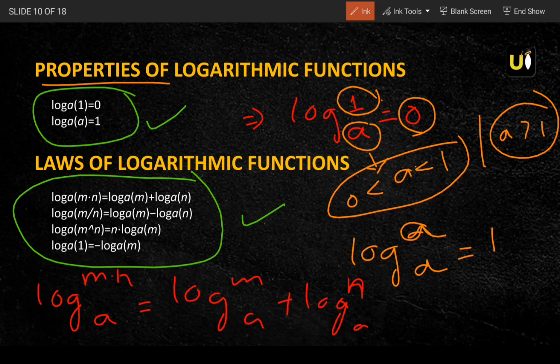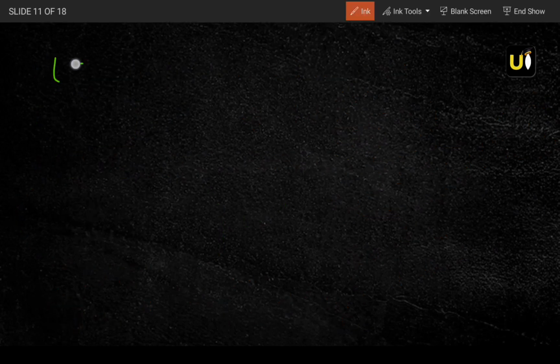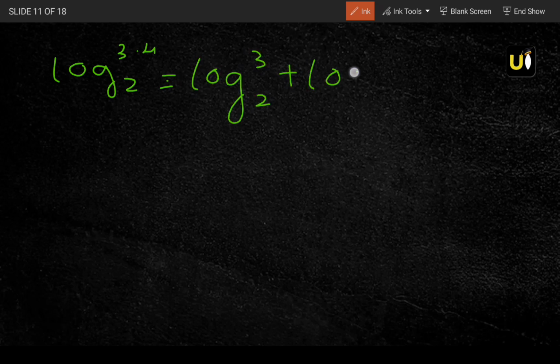Now let's take an example to understand these laws much better. First, suppose you are given log 2 to the base 3 into 4. This is not 3.4, this is 3 into 4. Then this can be written as log 3 to the base 2 plus log 4 to the base 2. Remember, the base must be the same. This condition must be true in the case of exponential functions also. Do you remember that?